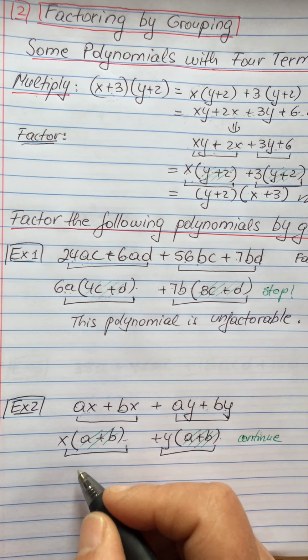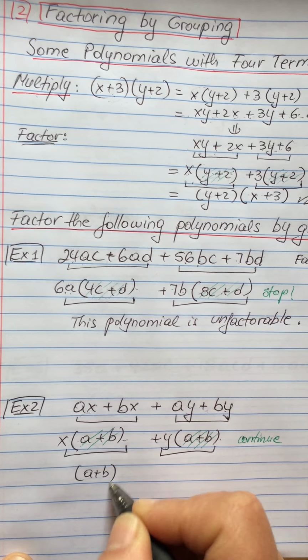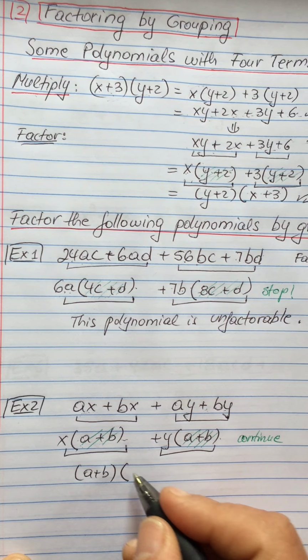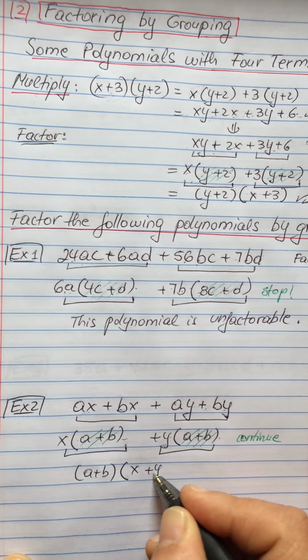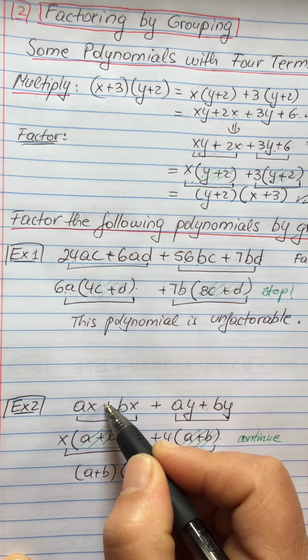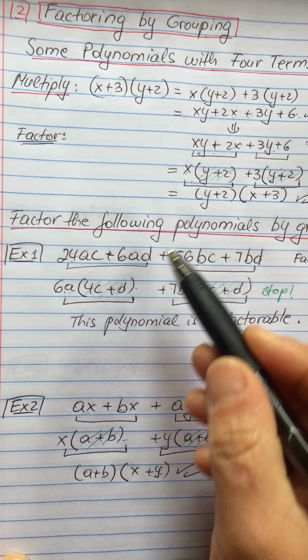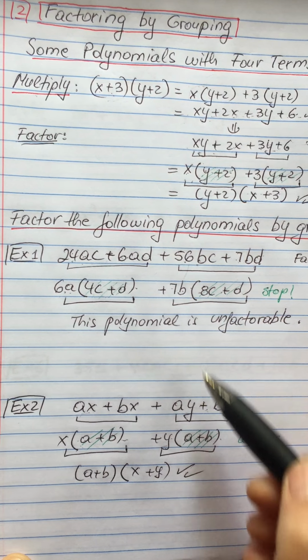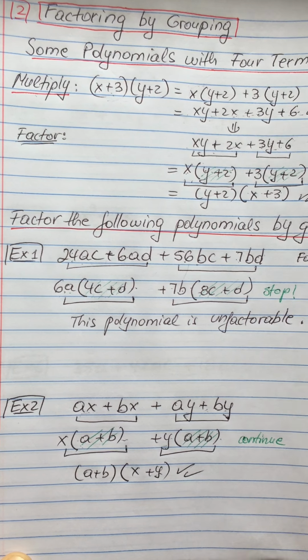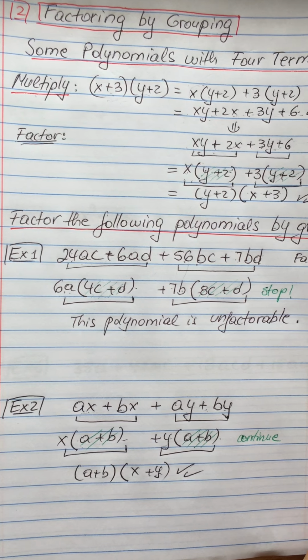So let's factor it out, A plus B. Open parentheses. What is left from each group? X from the first and Y from the second. Done. If we multiply, we'll go back and find the polynomial. So not always are we able to factor a polynomial in 4 terms, but it doesn't matter. We are looking for those polynomials that we can factor by this method.